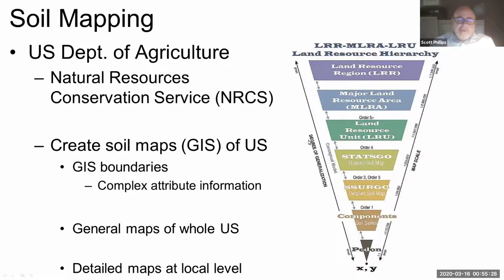They were developed during the Dust Bowl era, when a lot of our natural resources like soil were blowing away. The government wanted to map out where these soils were and understand them better. And one thing they do is they create soil maps. Historically, these were paper maps. Now they're GIS, or Geographic Information System maps, of soils in the United States.